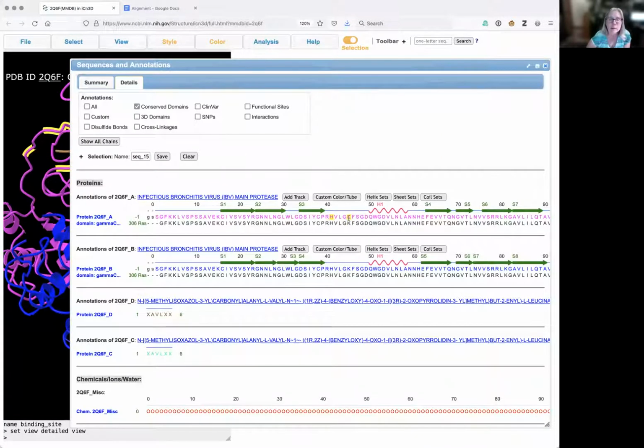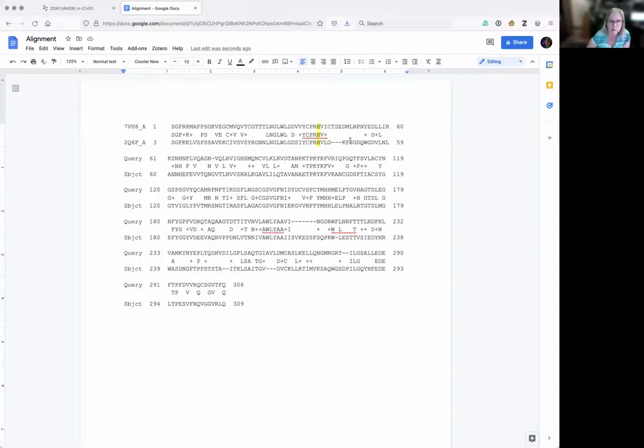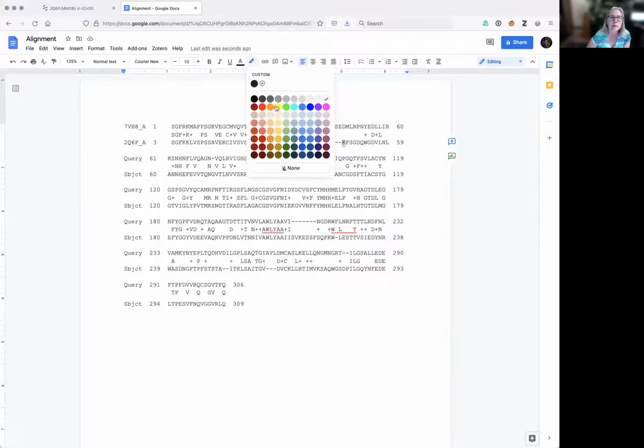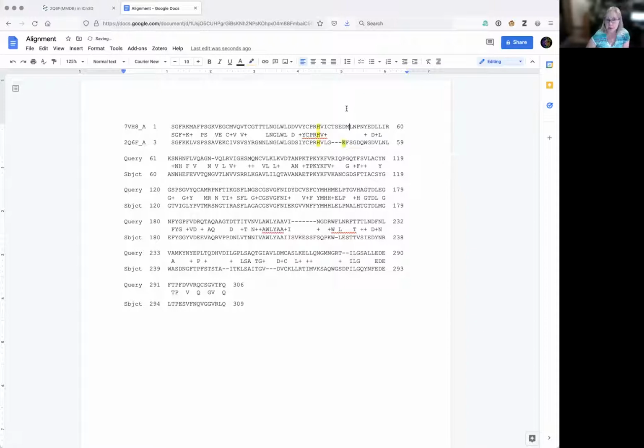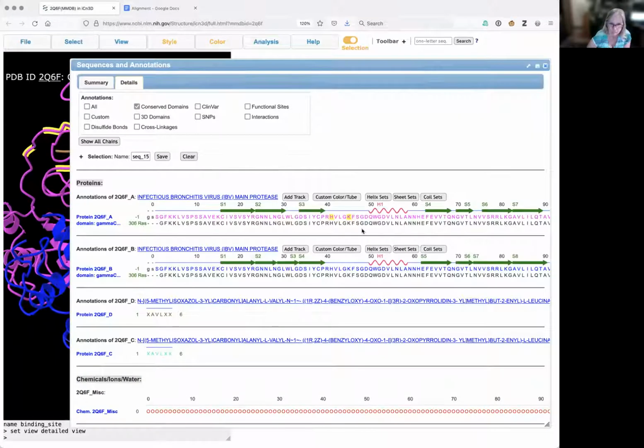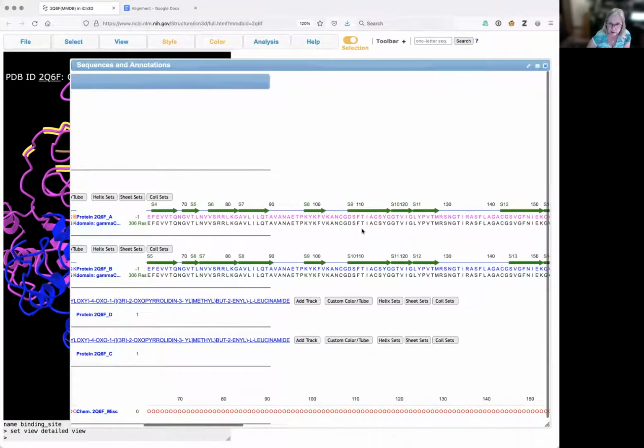All right, there's a lysine at position 45, and it's right after a VLG. So I'm going to highlight that. There's the VLG, and there's the lysine. And you can see that one is present in the infectious bronchitis virus, but it is not present in the SARS-CoV-2 protease. And let's scroll here and see some of the others.